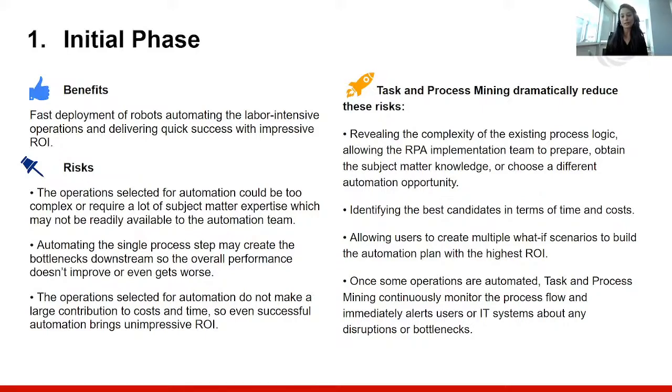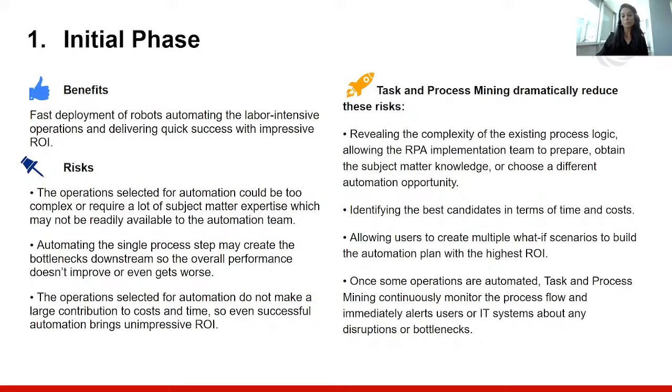One of the things Edward and Mr. Haydar pointed out very well already is the discovery ability of task and process mining, here the ABBYY Timeline tool. With this kind of tool, you can realize, before the RPA implementation and during it, how the existing process logic is behaving right now and how it should behave. So the RPA implementation team can prepare, get all the knowledge and all the resources needed for this automation opportunity to be successful. Also, the Timeline platform can identify the best candidates in terms of time and costs. So you will basically eliminate these risks.